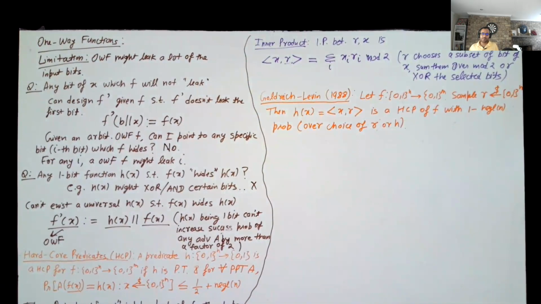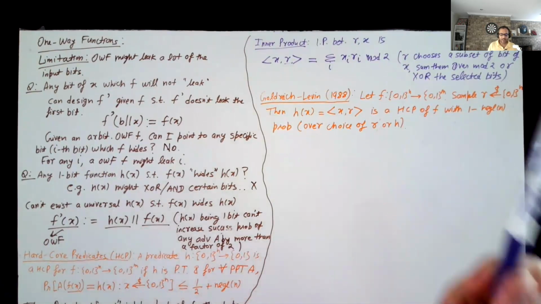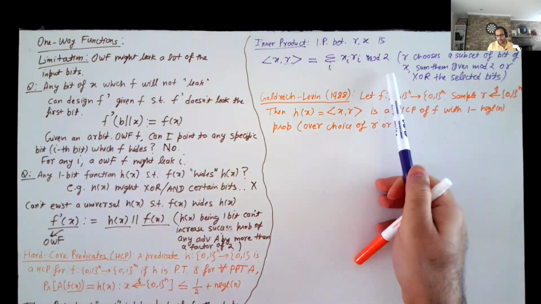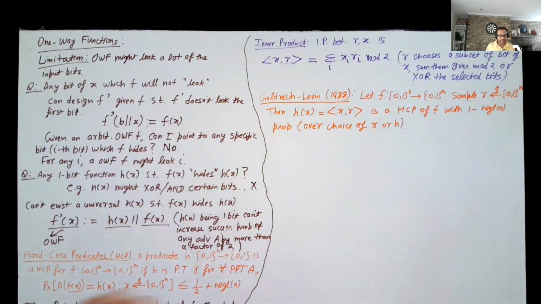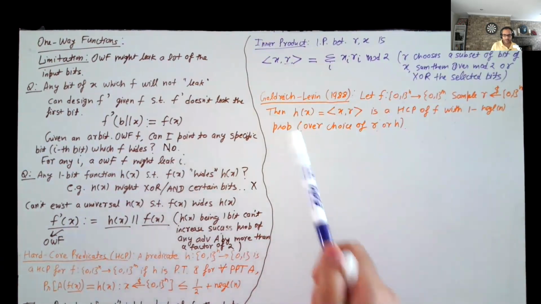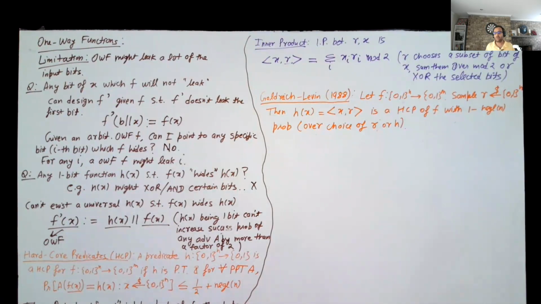So what this theorem essentially says is that, sure, we don't have any fixed universal hardcore predicate. But as long as you choose your hardcore predicate at random in this way, independent of the one-way function f, then with very high probability, this will be a hardcore predicate for this particular one-way function f. Okay?